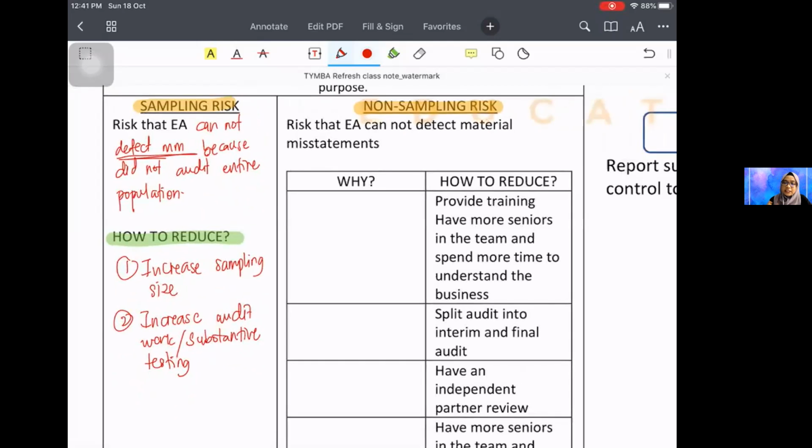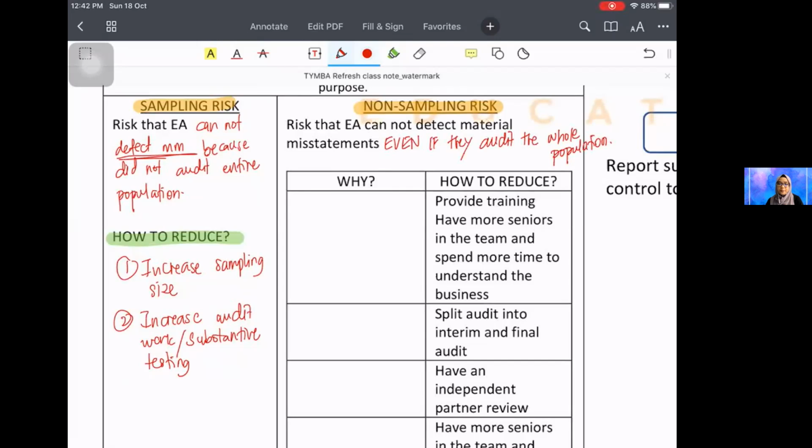So very simple one, we have to do a lot of work. In short, we have to do a lot of work. So non-sampling risk is the risk that the auditor cannot detect material misstatements even if they audit the whole population. So just now we argued that since we are unable to audit the whole population, we would create the sampling risk. However, we can reduce it to a certain level by performing these two procedures.